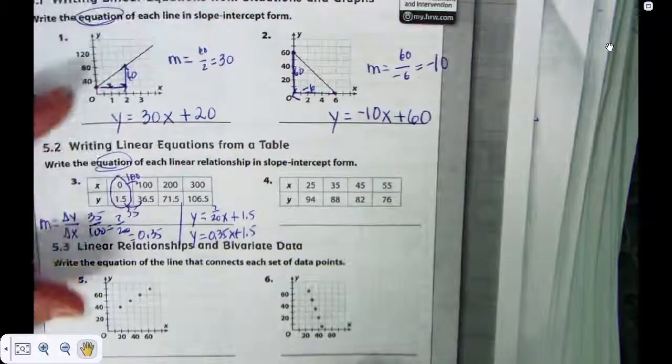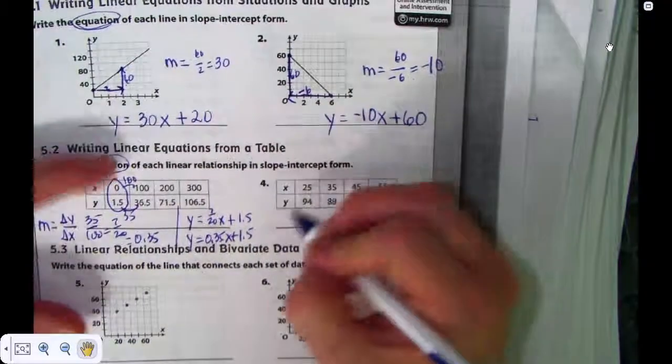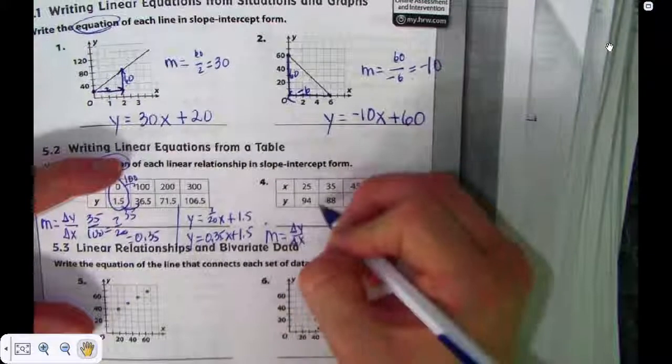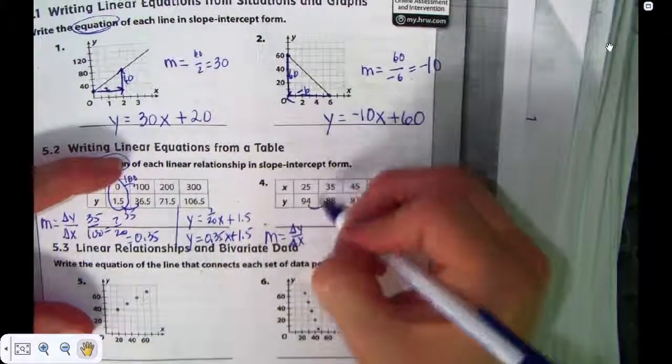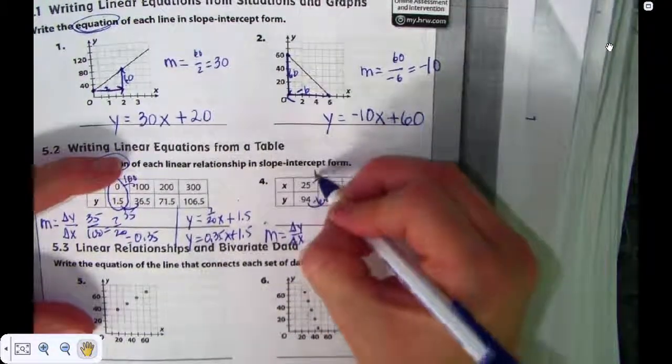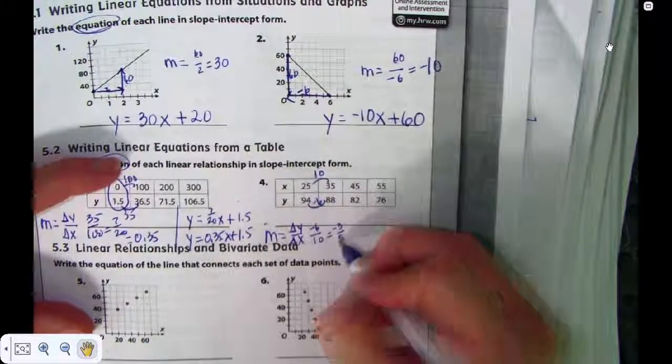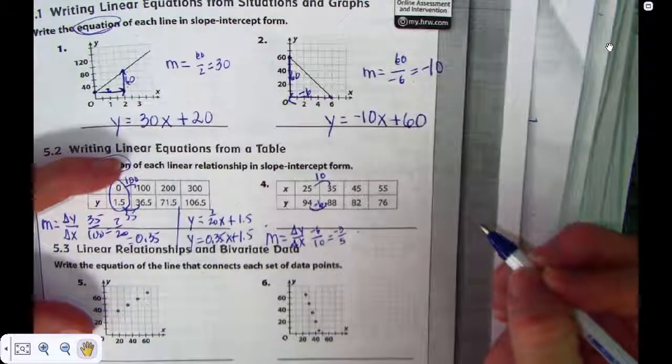Everybody got that? Okay, number 4. I'm going to get the slope again. Change in y over change in x. So that does what? -6, and that goes up 10. So the same thing here. I reduced mine to -3/5 because that was easier for me.